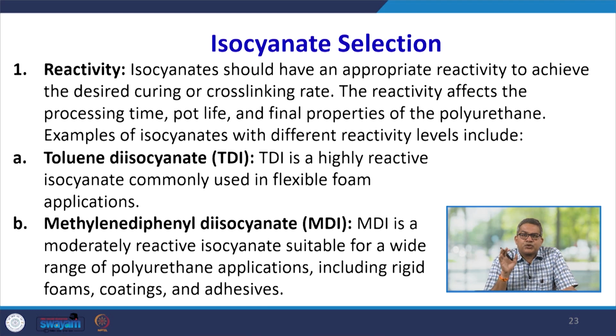The isocyanate should have an appropriate reactivity to achieve the desired curing or cross-linking rate, and the reactivity affects the processing time, pot life, and the final properties of the polyurethane. Examples of isocyanates with different reactivity levels include toluene diisocyanate, TDI. This is a highly reactive isocyanate and commonly used in flexible foam applications.